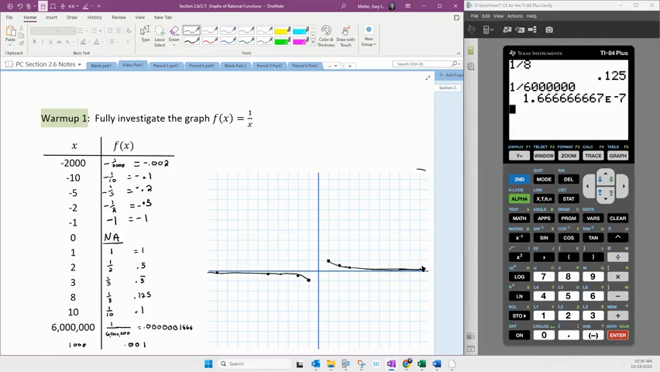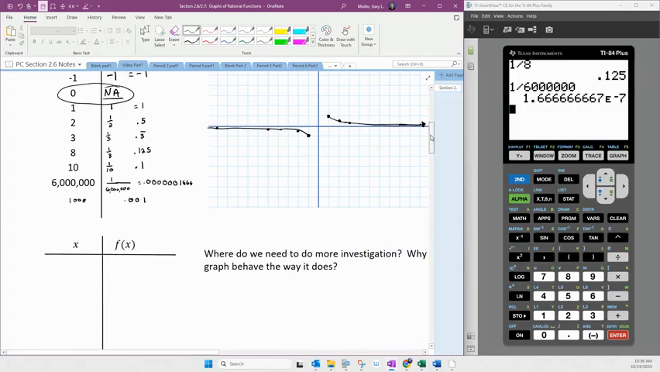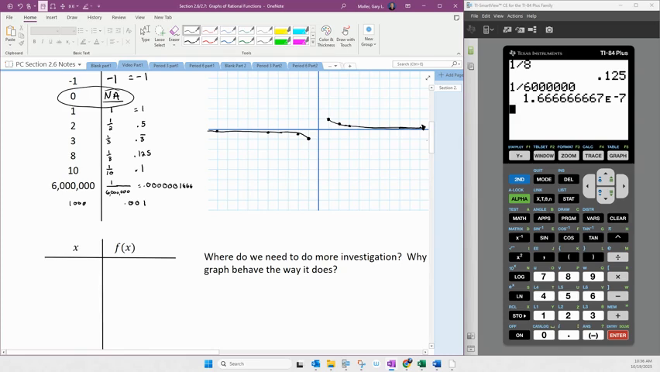Okay, we said there was no value at 0, but I also haven't explored the entire graph. And so here I've said, what do we need more investigation on? So let's figure out what's going on between 0 and 1. So I think I'm going to do 1/2. So then this is just 1 over 1/2, which is multiplied by the reciprocal. That's just 2. So at 1/2, I'm at 2.